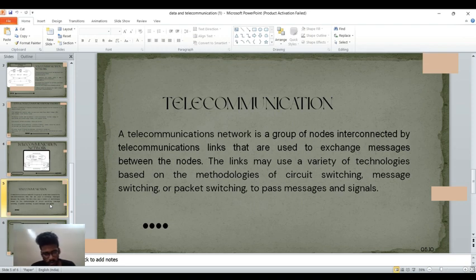So, what is the link here? The link may use a variety of technologies based on the methodologies of circuit switching, message switching, or packet switching. So, basically there are three methods of switching. The first one is circuit switching, the second one is message switching, and the third one is packet switching, basically in order to pass the messages and the signals.